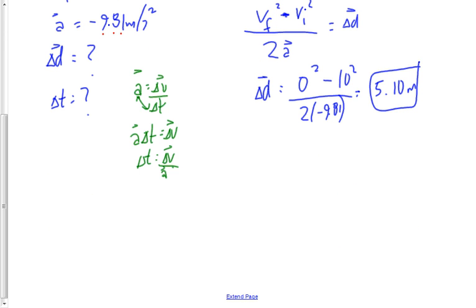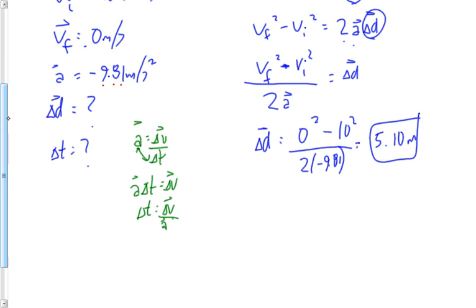All right, delta V. Delta V, 0 minus 10 over negative 9.81. So that's going to give me a time of, I don't know, 1.01. I'm guessing. 1.02 seconds.